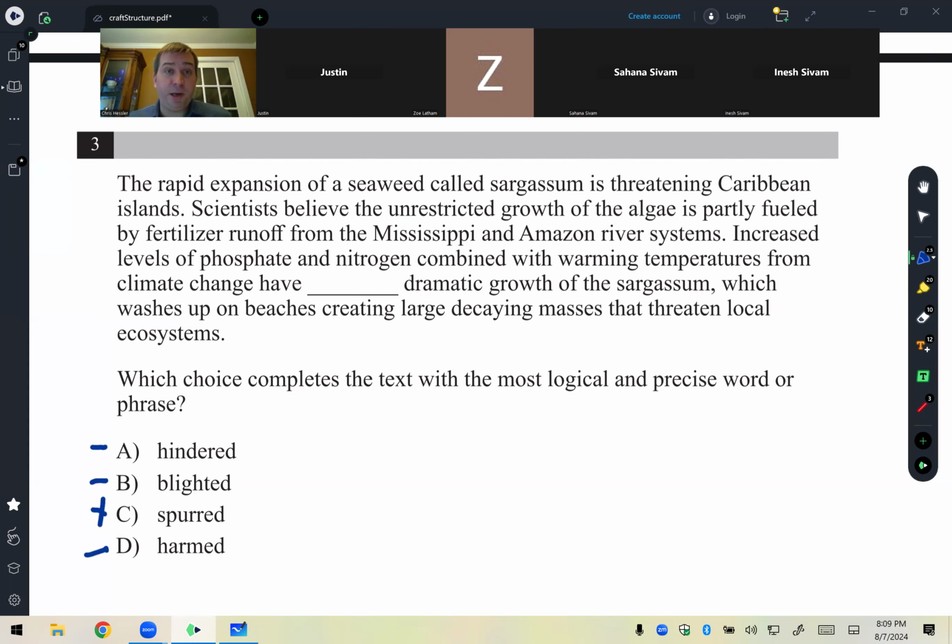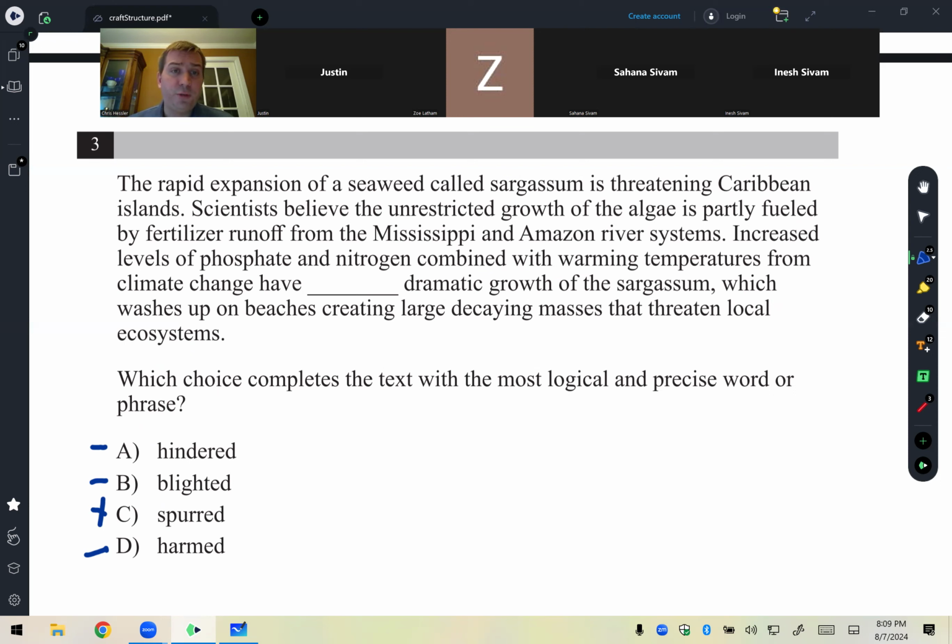All right. The rapid expansion of a seaweed called sargassum is threatening Caribbean islands. Scientists believe the unrestricted growth of the algae is partly fueled by fertilizer runoff from the Mississippi and Amazon river systems. Increased levels of phosphate and nitrogen combined with warming temperatures from climate change have blanked dramatic growth of the sargassum, which washes up on beaches, creating large decaying masses that threaten local ecosystems. Okay, I'm just going to read some answer choices back in there, or maybe you just noticed the difference in charge for our words. Let's try hindered or blighted.